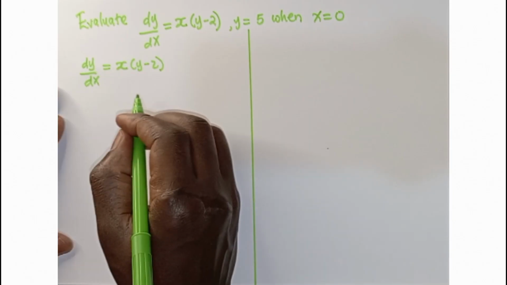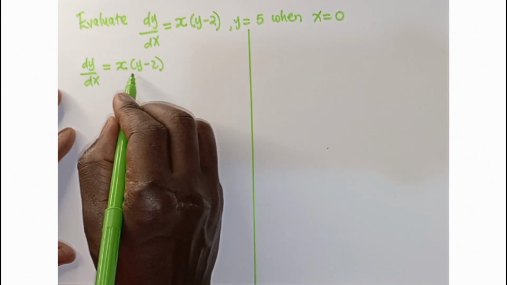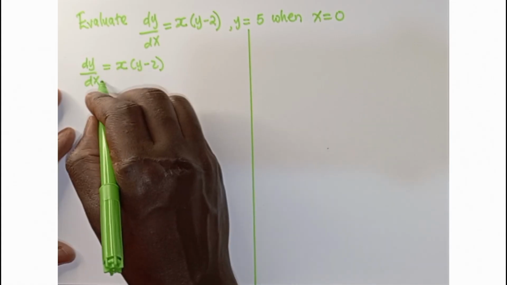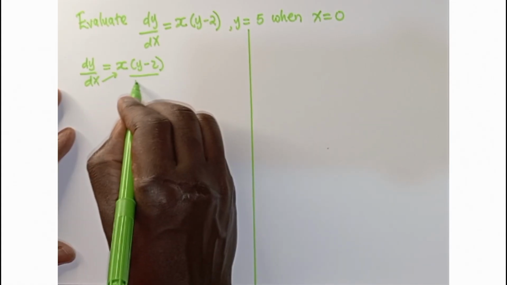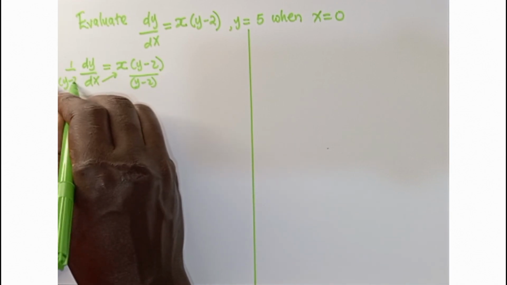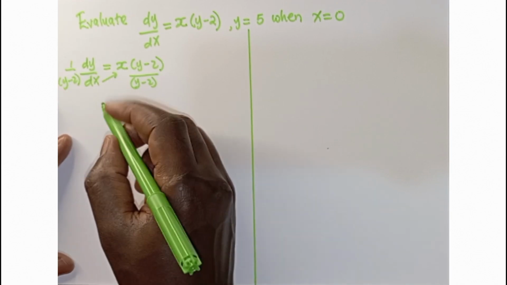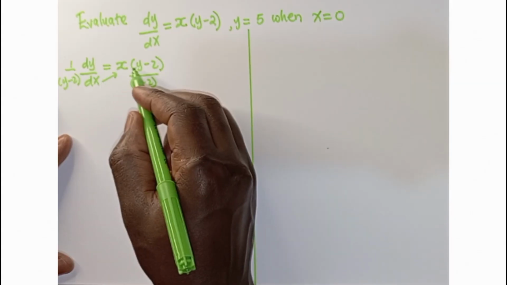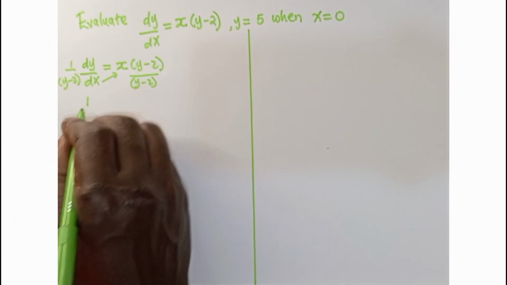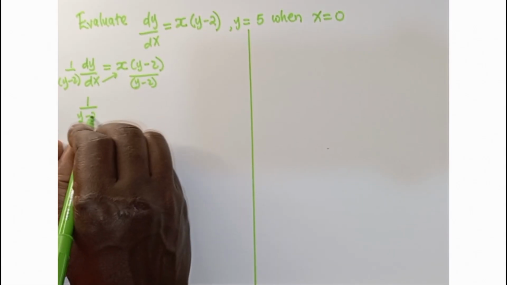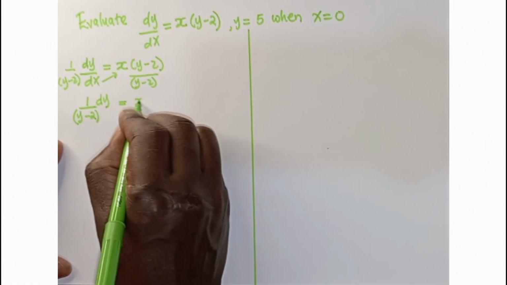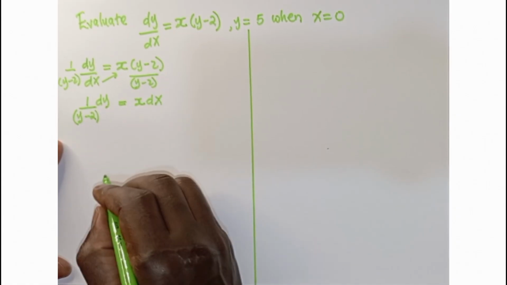So we separate variables by dividing by y minus 2 this side and also multiplying by dx this side. So we divide y minus 2 on both sides. We take the y where they are supposed to be and then multiply dx the other side. Rewriting it, it gives us 1 out of y minus 2 dy is actually x dx.